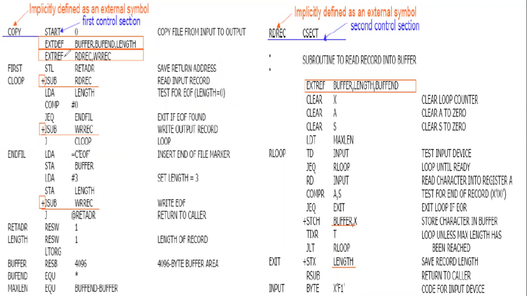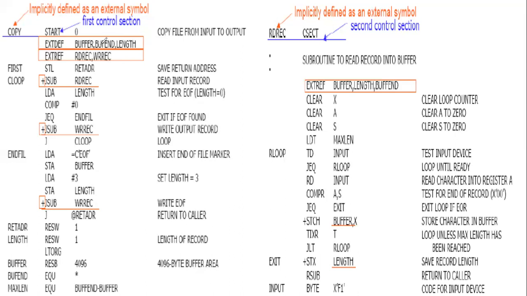Can you observe this? Just observe it as an external definition, external reference. I told you external definition means the operands which are defined in this control section. Means the value of this buffer is available in this section itself. The value of buffer end is also available. The value of length is also available. All these three values are available in this section.